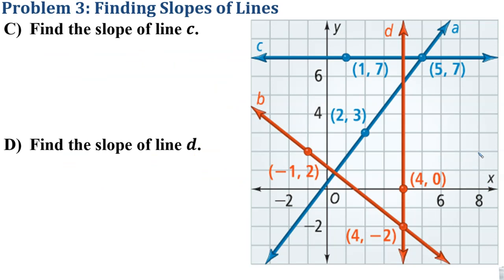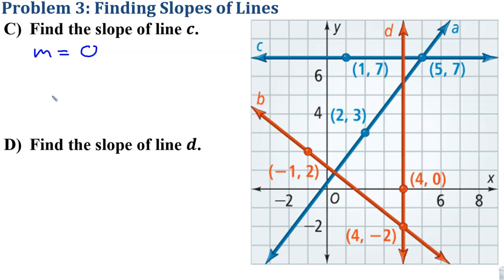All right, let's take a look at two more together in C and D. These are going to be our two special cases of slope. C, find the slope of line C. And notice line C here is horizontal. It's going straight left and right. It's never increasing or decreasing. Now, in general, anytime you see horizontal for a slope, you can just say that m is equal to 0.